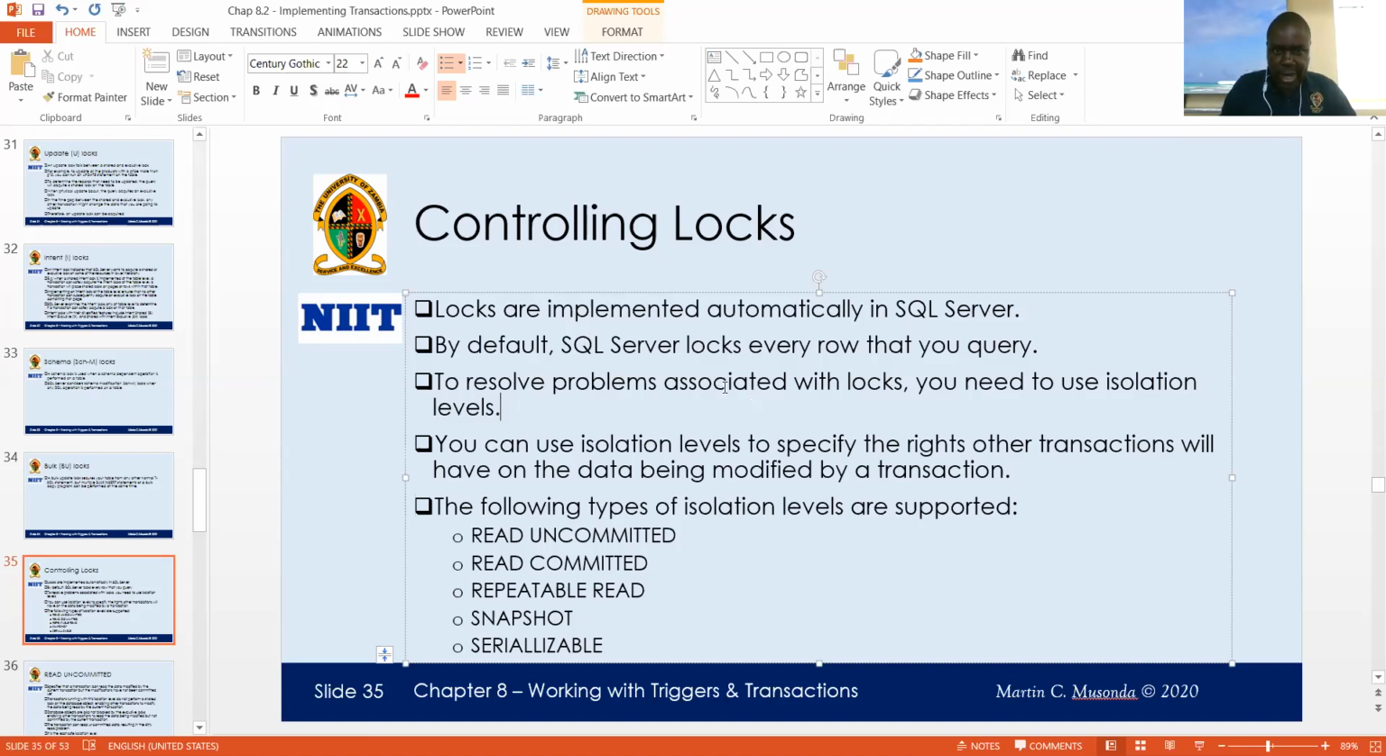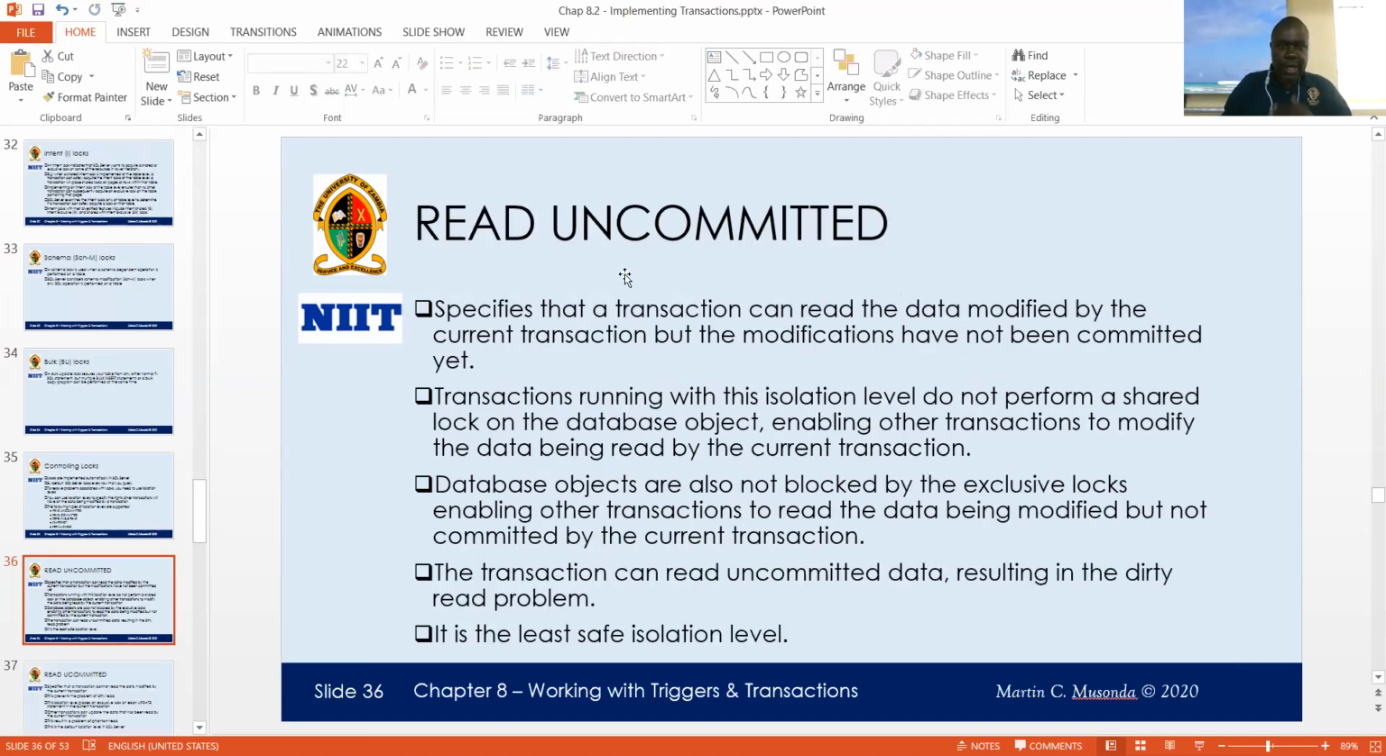Let me quickly look at each of these. Read uncommitted. This specifies that a transaction can read the data modified by the current transaction, but the modifications have not yet been committed.